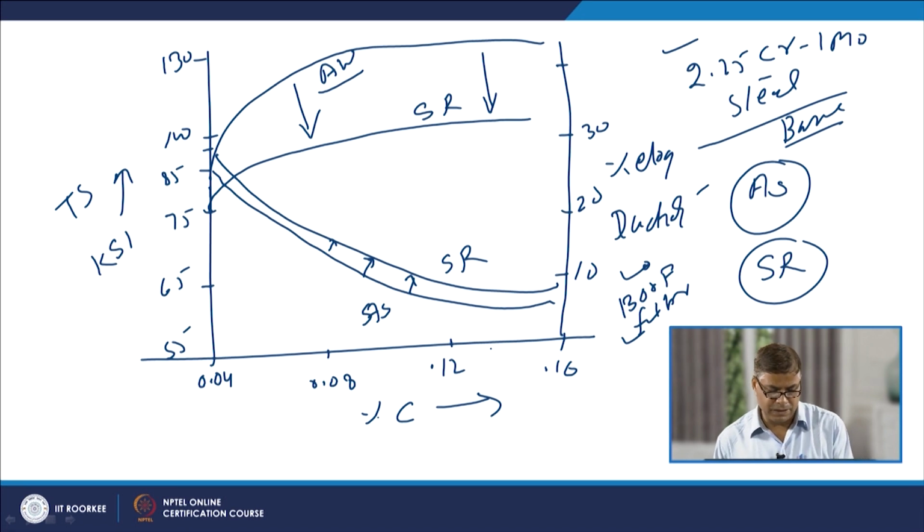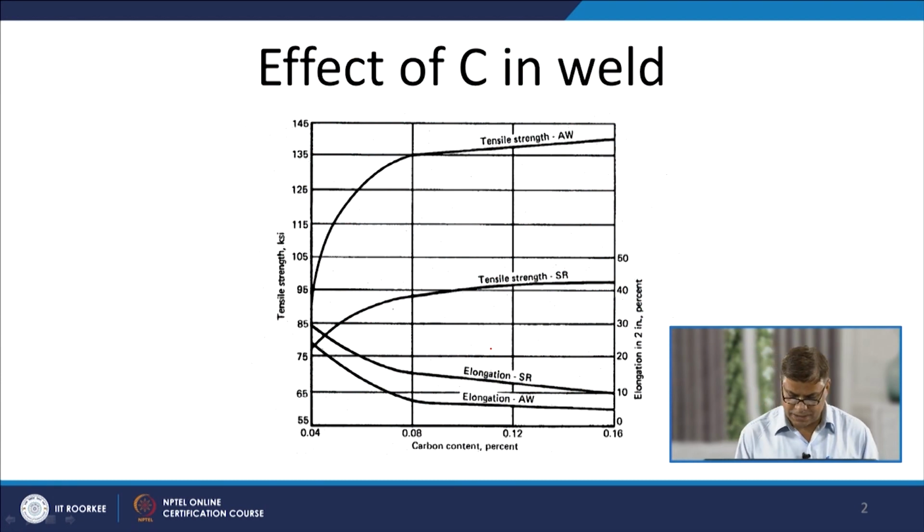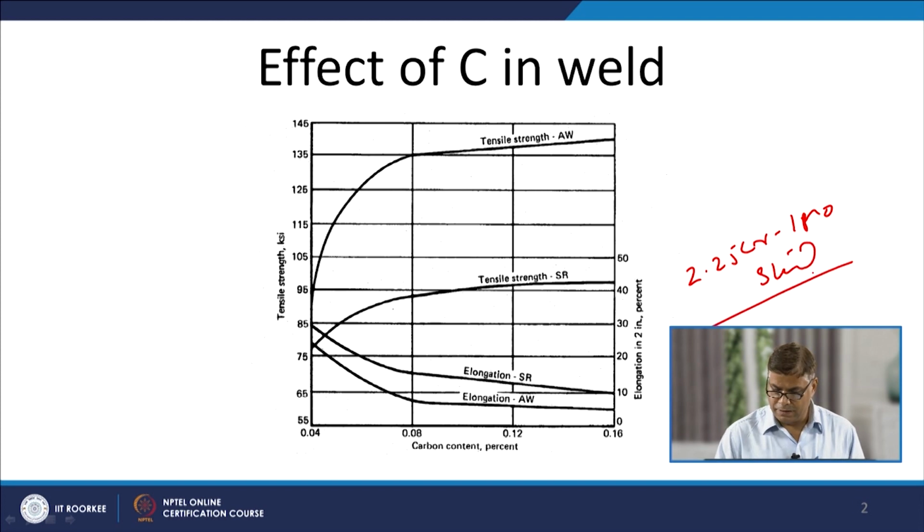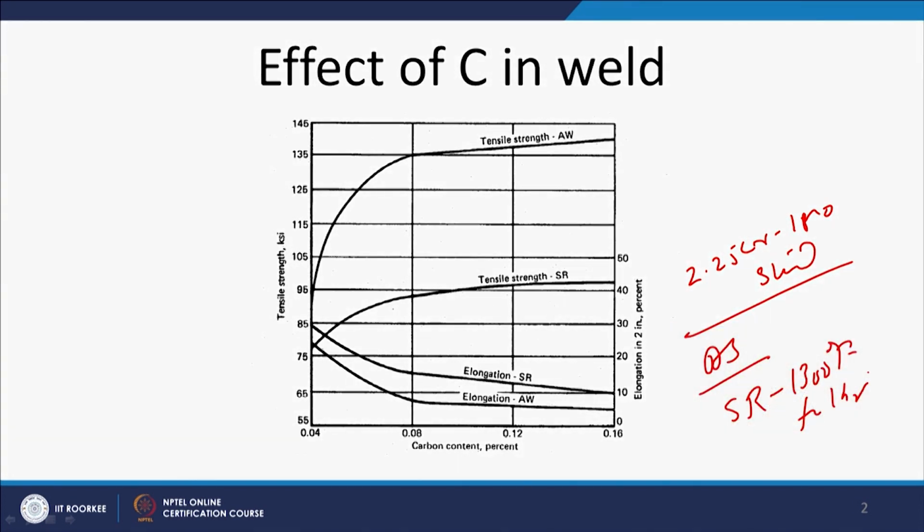With the increase of carbon content, tensile strength is increasing, while the stress relieving treatment is reducing the tensile strength significantly. So, that is what we see in this diagram. This same diagram is showing the variation in the tensile strength and ductility as a function of the carbon content for 2.25 chromium 1 molybdenum steel in as welded condition as well as in stress relieved condition at 1300 Fahrenheit for 1 hour per section thickness.